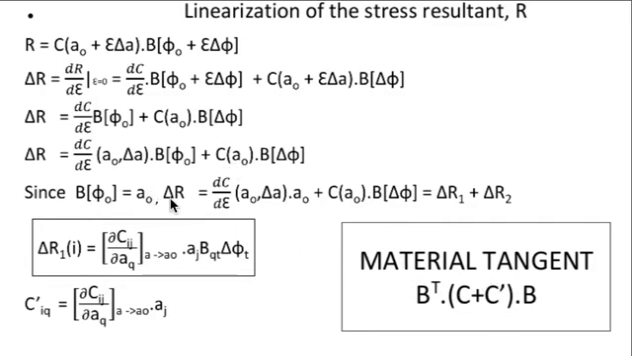So how we are going to do is, this is the expression which we got: delta R is equal to dC by d epsilon, where dC by d epsilon is a function of A naught and delta A dot with A naught plus this other term. These two correspond to delta R1 and delta R2. Now let us focus only on this term.